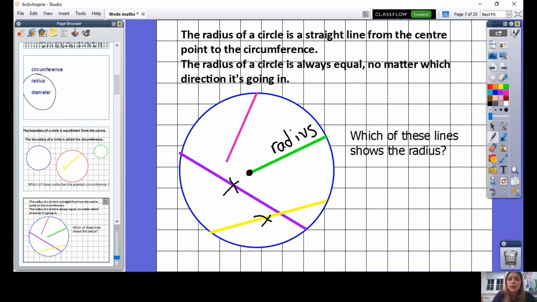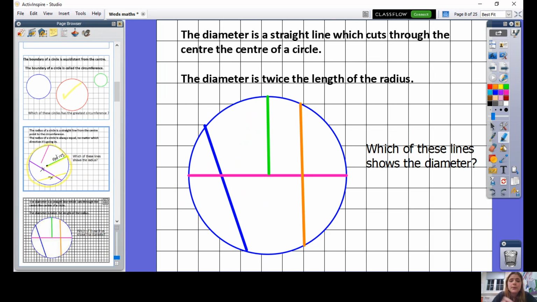So far we've learnt two of our words. Circumference is the outside of the circle, and radius is a line from the circumference to the center. The final word we're going to learn is diameter. Diameter is a straight line which cuts through the center of the circle, chopping the circle in half.